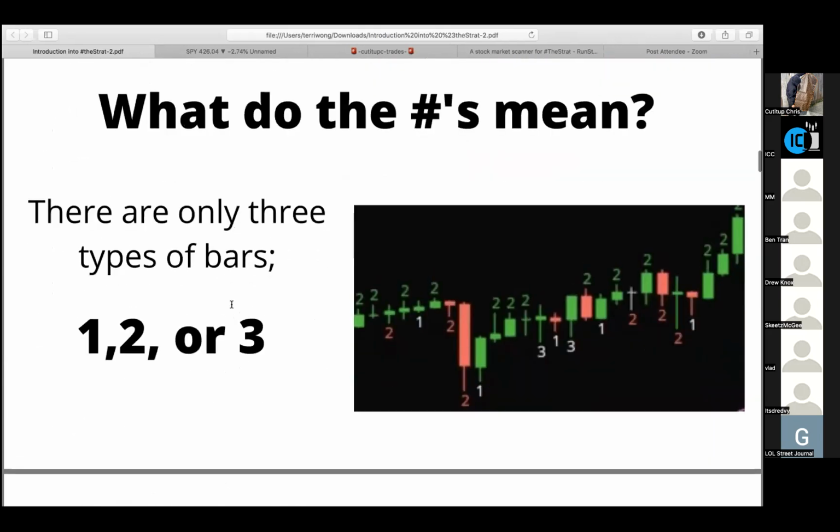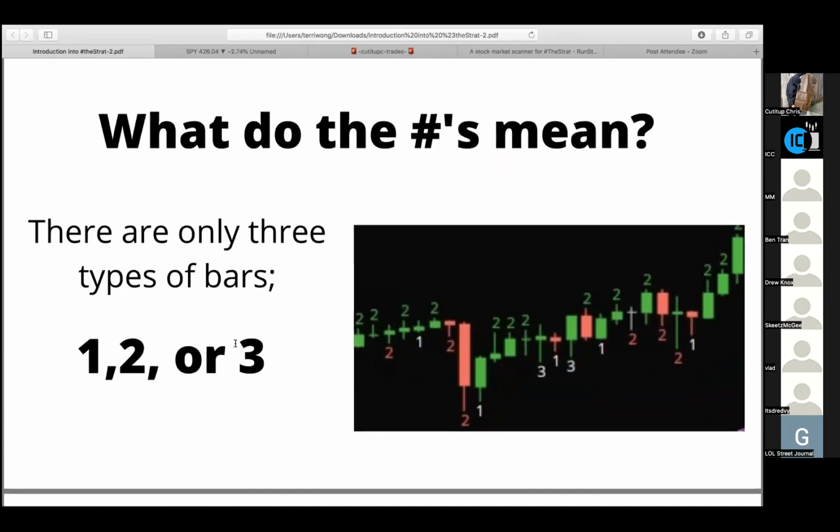So what do the numbers mean in pertaining to the strat? There's only three types of bars really. It's just a 1 bar, a 2 bar, or a 3 bar. You see this chart right here. We have a 2, a 1, a 2, 2, 2, 2, 3, 1, 3, 2, 1, 2. You only see 1, 2, or 3 bars. And there's a reason why it's a 1, or a 2. That's really the basics of the type of bars we're looking at.